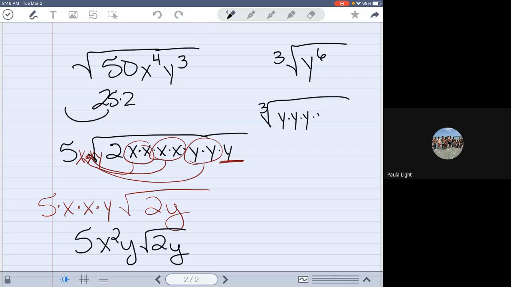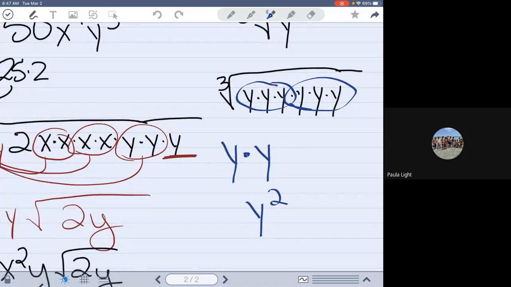2, 3, 4, 5, 6. There's a shortcut, but I'll teach you that in a minute. So I've got my 6 y's written out, and I'm looking for triples. There's one that comes out. There's another triple, that one comes out. Oh, there's nothing under the radical. So when we simplify that, it's y squared. That is the cube root of y to the 6th is y squared. There's nothing left under the radical because we accounted for 2 sets of triples.